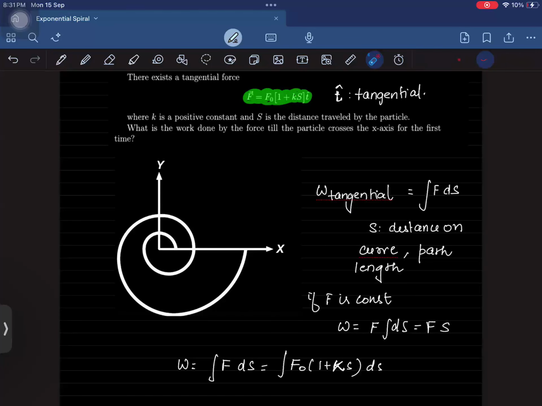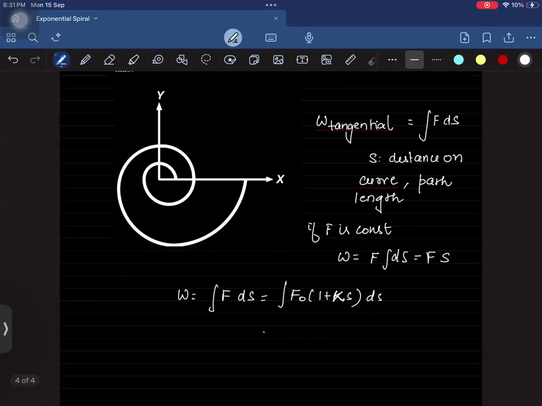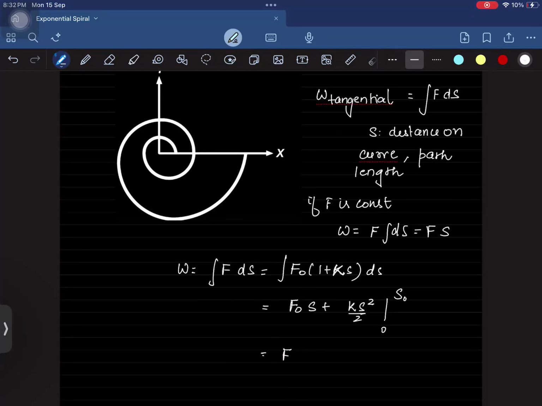So the particle will cross the x-axis for the first time when the angle covered changes from 0 to 2 pi. Now let us first integrate it, then we'll put in the limits. So here it will be F naught s plus k s square by 2. Let the initial distance be 0 and the final distance be s naught. So this will be F naught s naught plus k s naught square by 2.